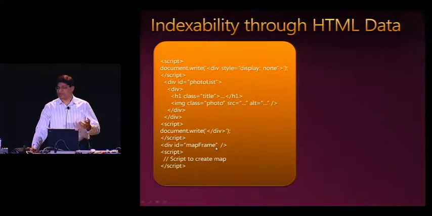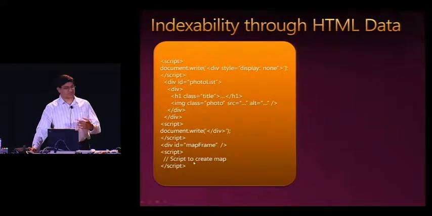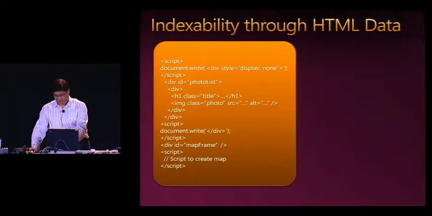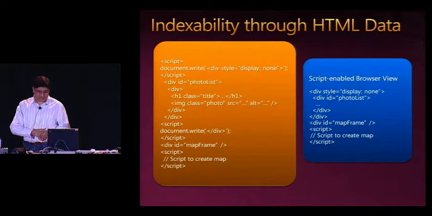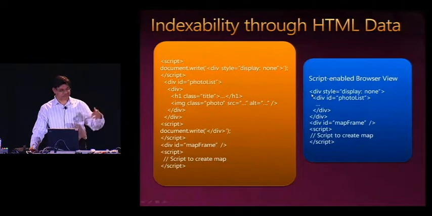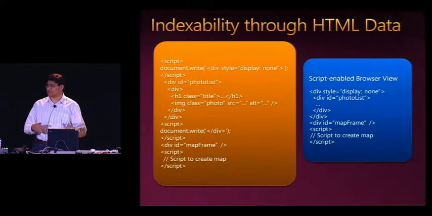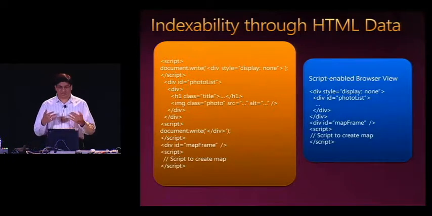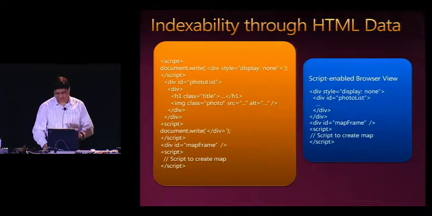And then I have this div, the map frame, where my AJAX view is actually going to go at runtime. And then finally, I have some script to go ahead and create the map using the data in the page. So when a browser views this page and script is enabled, this is what the browser sees. It processes the script instructions as it parses the page. So it sees div style display none, all the static data, close div. So the browser is just not going to render that at all. And then I have my map frame and my script to actually render the map. And so you don't get that little instant flash where the content shows up as static content and then disappears.